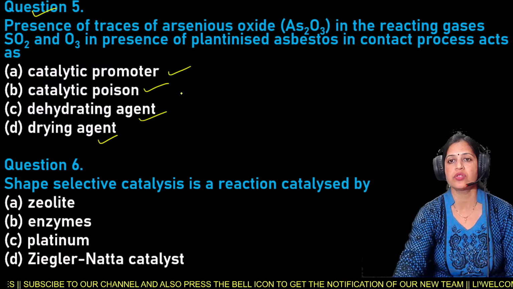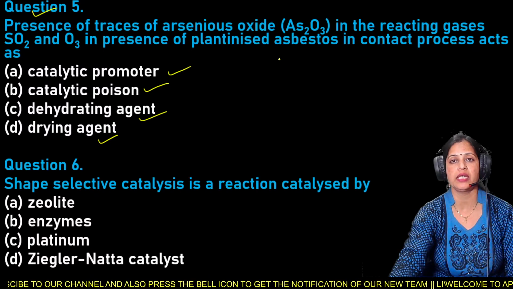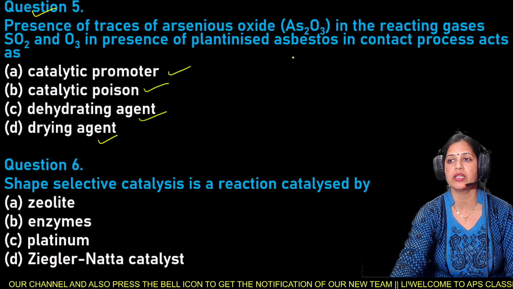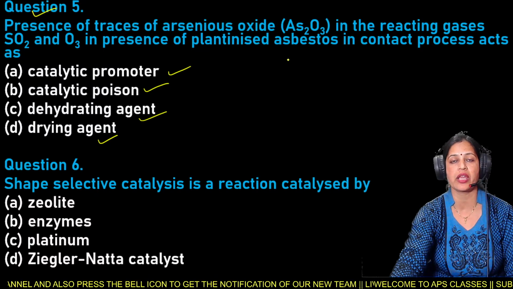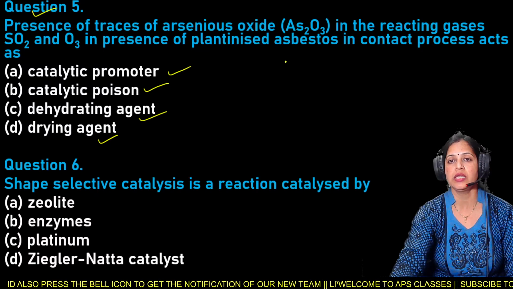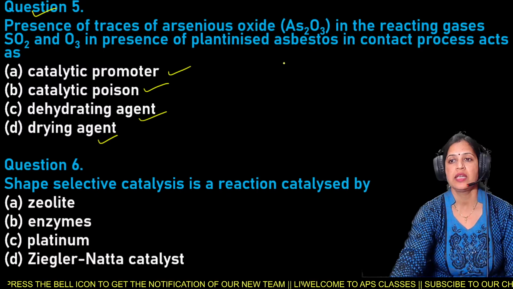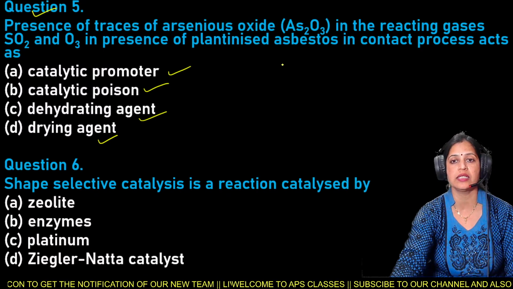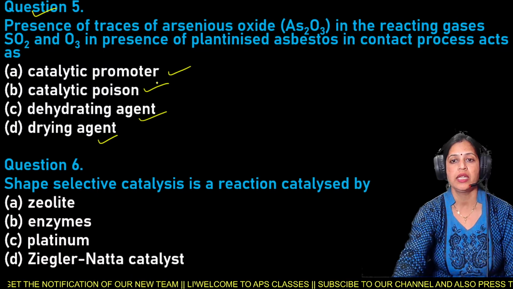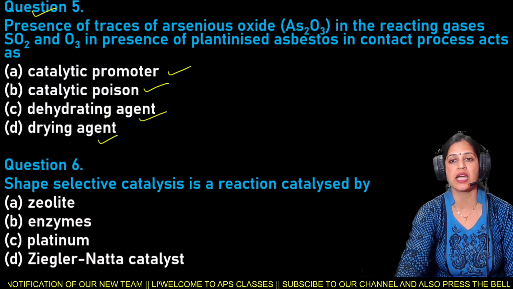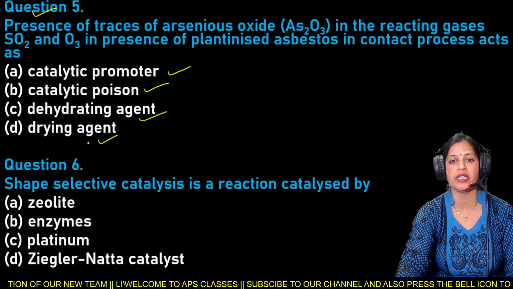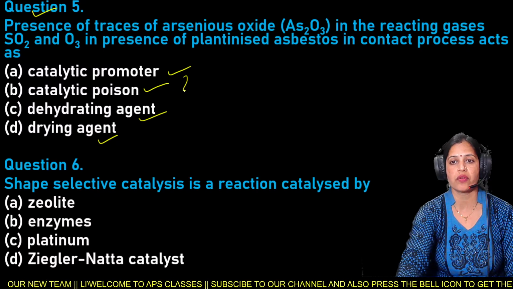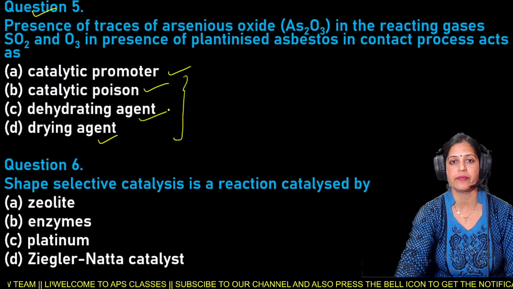Presence of traces of arsenic oxide, that is As2O3, in the reacting gases, that is sulfur dioxide and ozone, in the presence of platinized asbestos in contact process, act as either catalytic promoter, catalytic poison, dehydrating agent, or drying agent. So which is the right answer for question number 5?